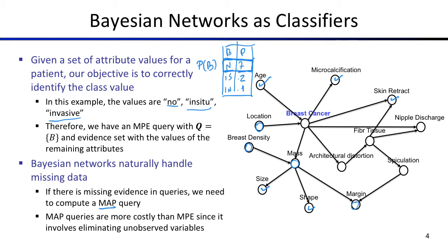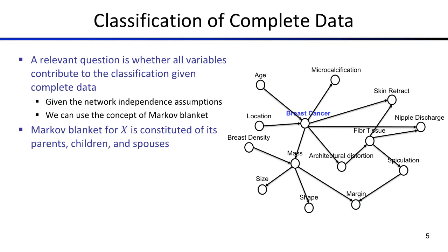For now, we're going to concentrate on the case that we have complete data. So we have observations for all attributes for a case that we want to classify. And let's see how we can do that. The analysis of the complete data case is interesting in order to discuss the independencies that occur in a Bayesian network.